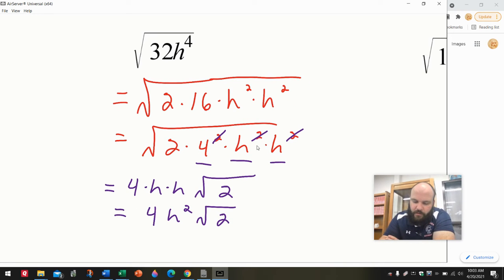Now you might say, well, they started out as h to the fourth. Do we need to put absolute values around that h? And the answer is no, because we started out as h to the fourth, but once it came out, it is still h to the second. So it remained even, so it is not necessary to use absolute values here. So you can see our final answer is 4h squared times square root of 2.